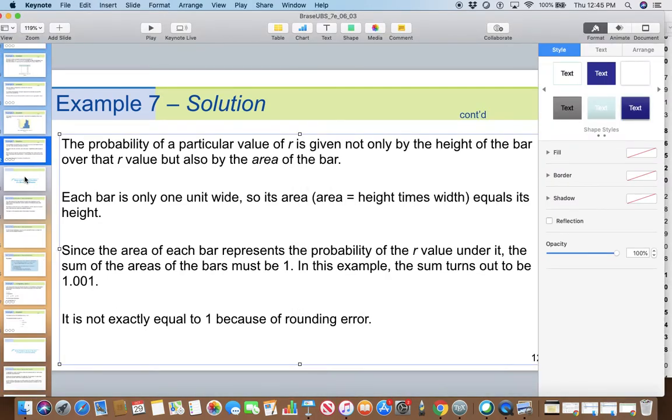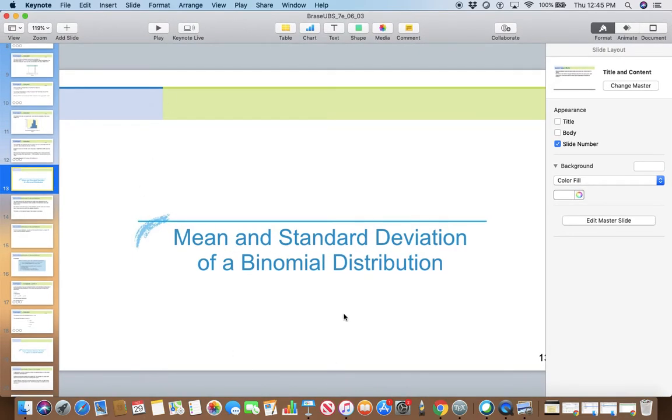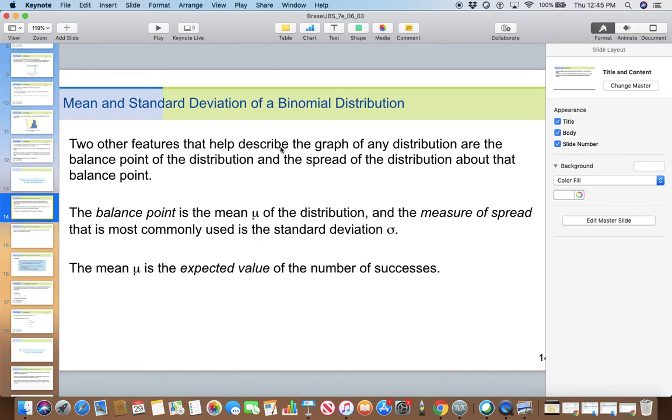All right. Next, mean and standard deviation. Now you want to understand mean and standard deviation of a binomial distribution. Two other features that help describe the graph of any distribution are the balance point of the distribution and the spread. Balance point is the mean mu, and measure of spread is the standard deviation sigma. The mean mu is the expected value of the number of successes.